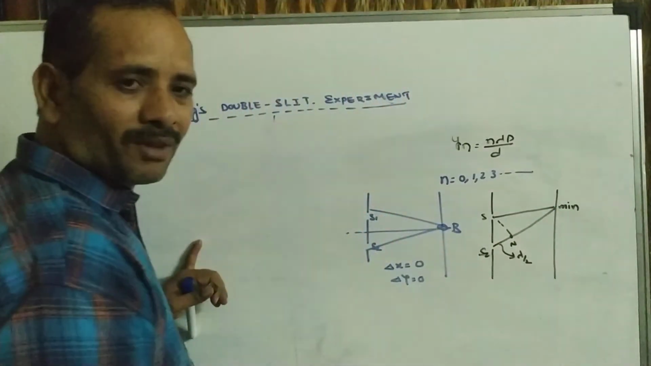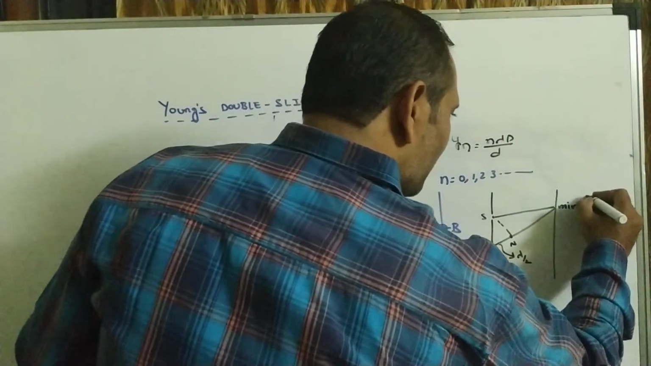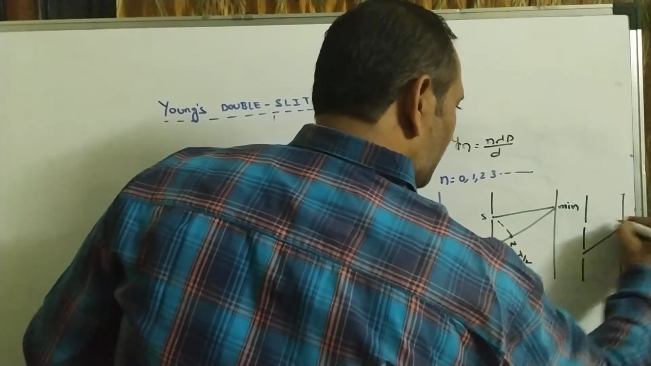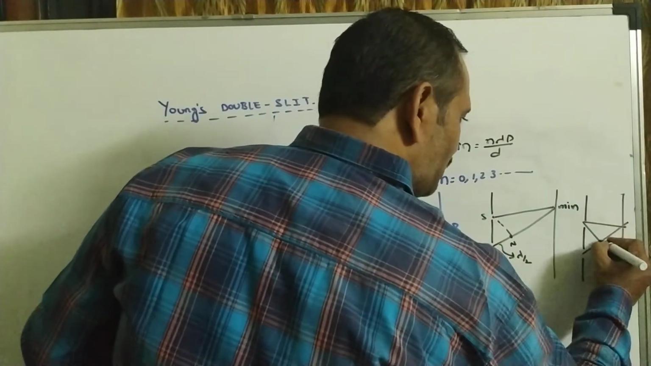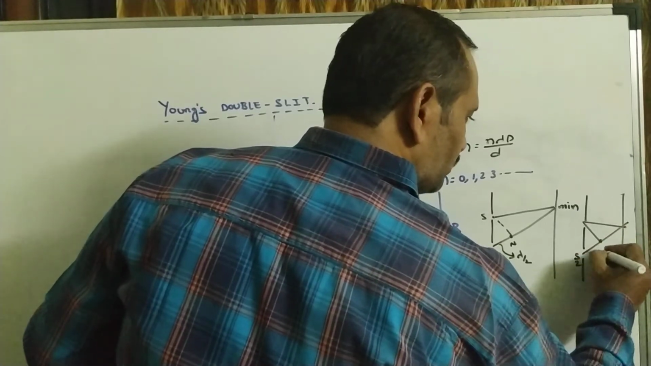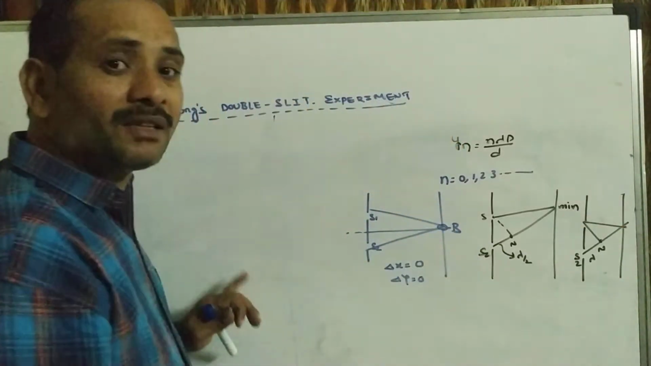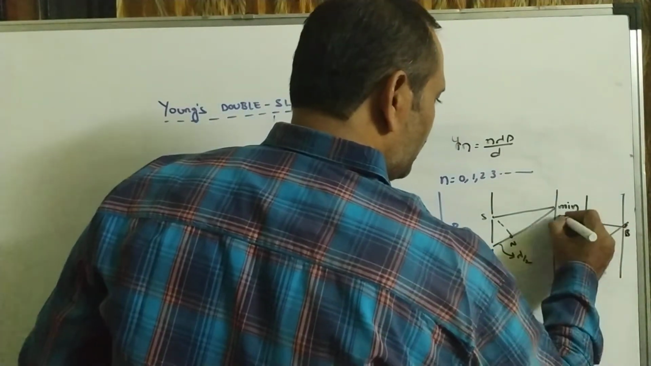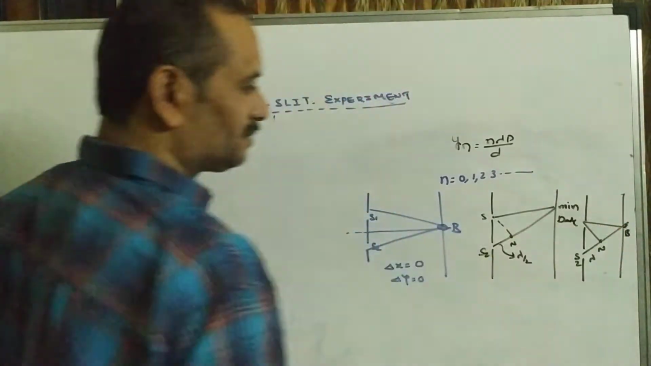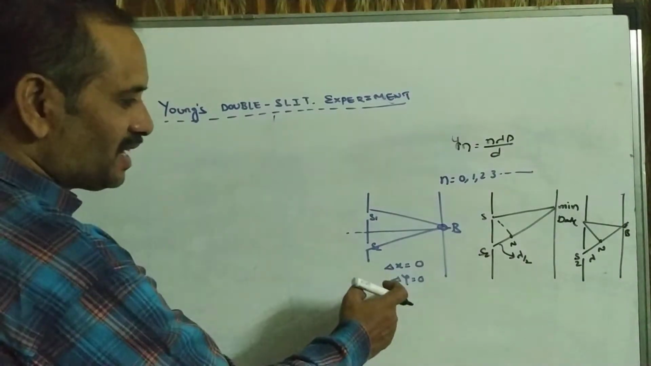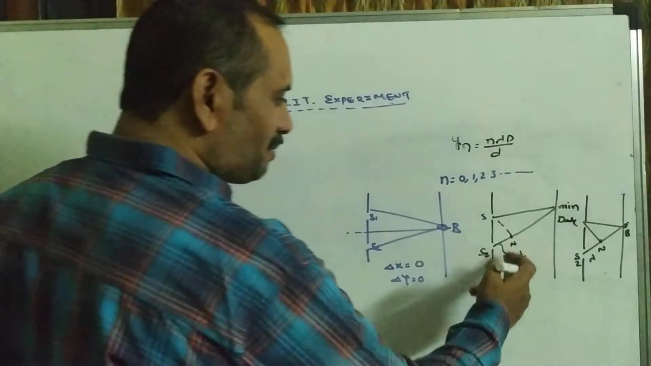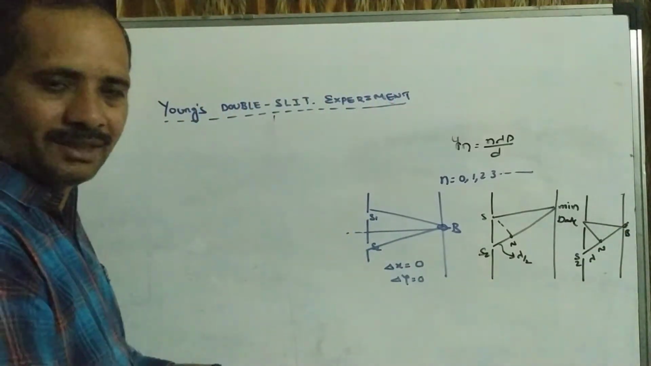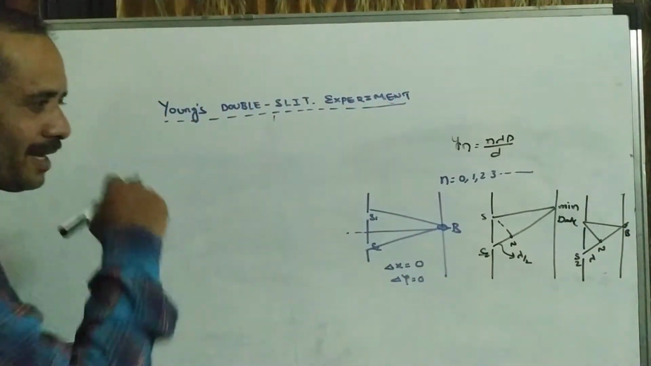Dark band. If the path difference is lambda, I am going to get a bright band here, maxima. Here dark. So path difference 0, bright band. Lambda by 2, dark band. Lambda, bright band. Okay.